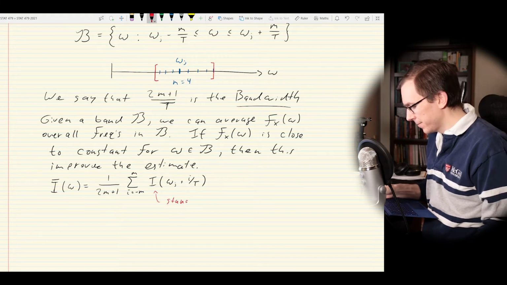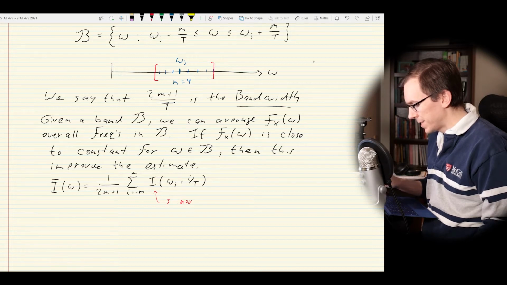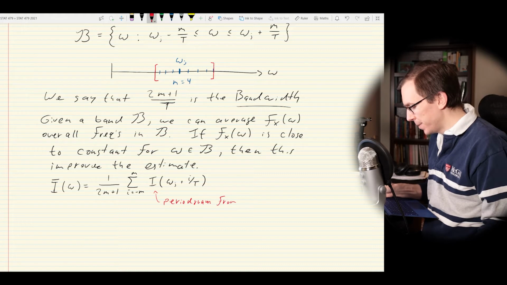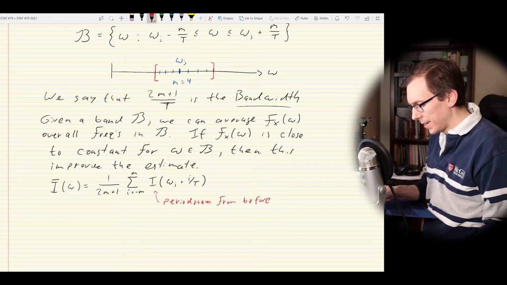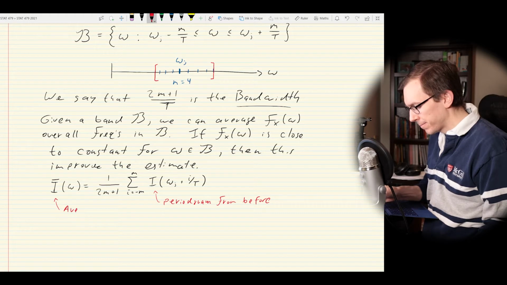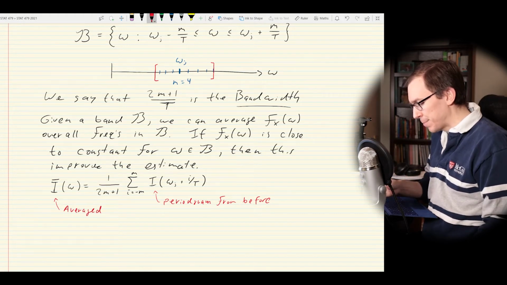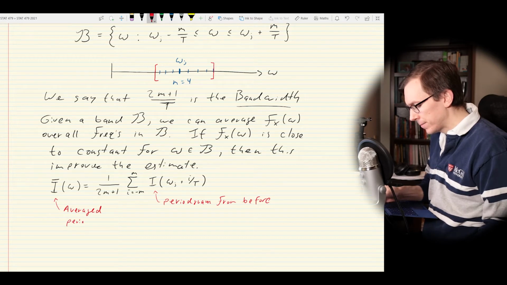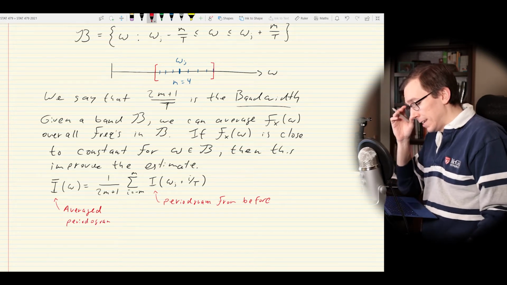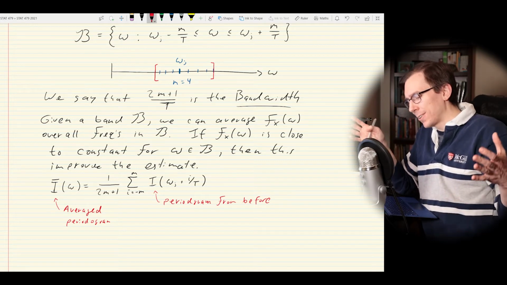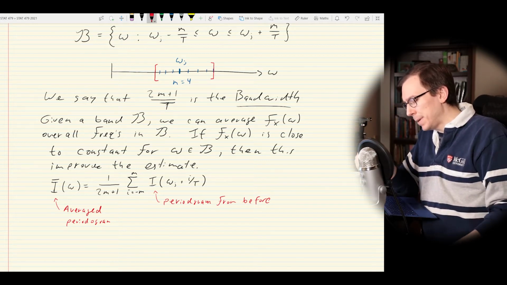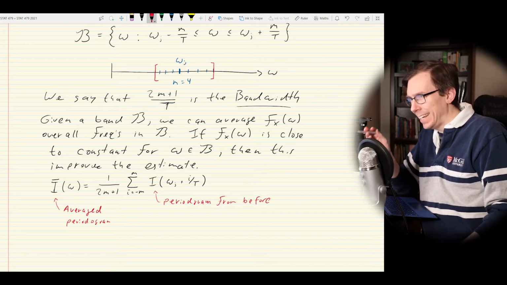standard periodogram. Maybe I shouldn't say standard because that's going to make it sound like it's special; I just mean the periodogram from before. And over here, we have the averaged periodogram. So what it means is that we're just taking all of the frequencies that lie within that band B, and we're giving them the same value, which is the average of all the periodogram values inside that band.